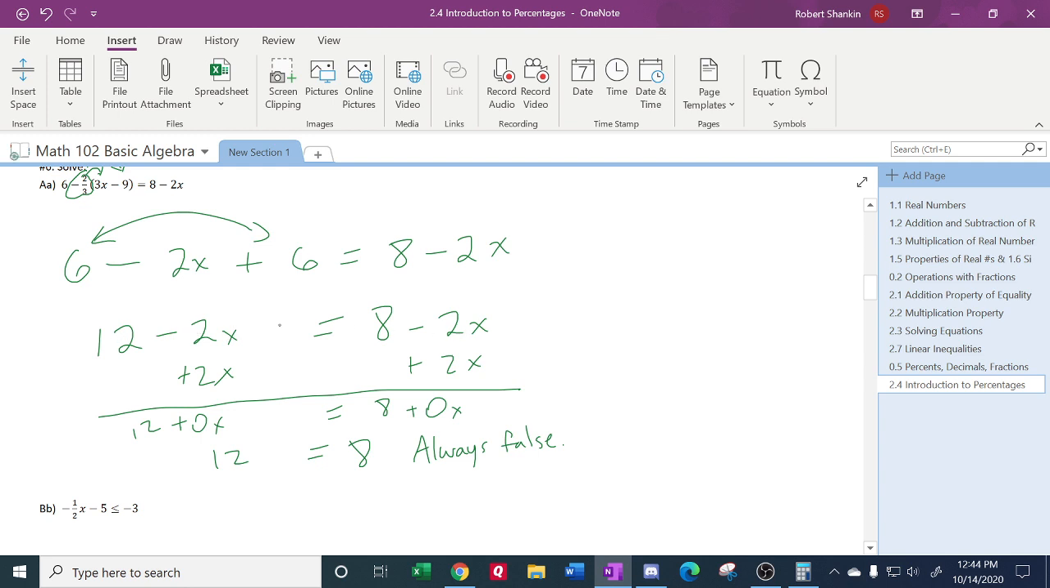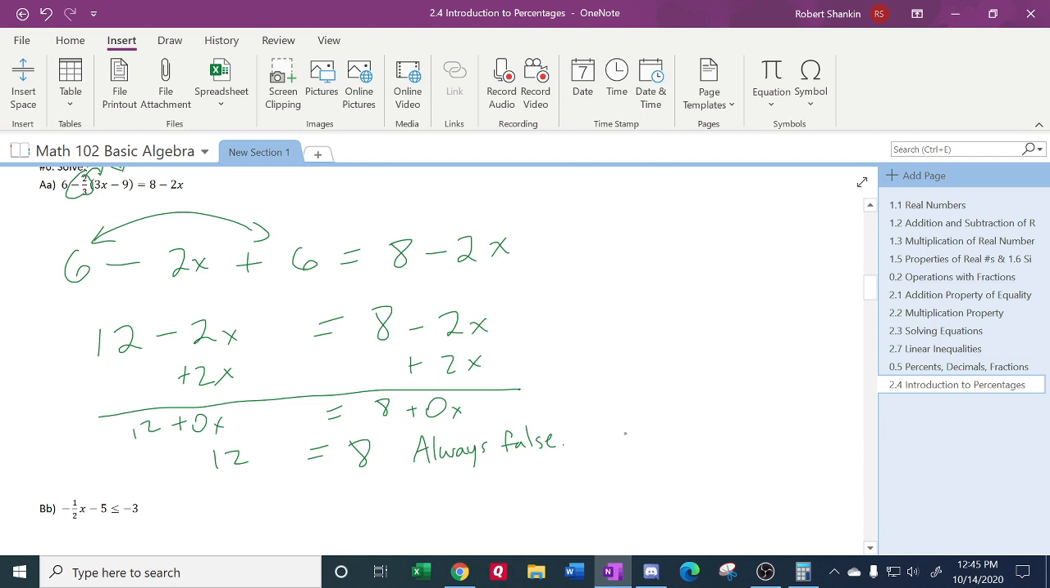I would get 12 and 8. The left-hand side is going to be 4 bigger than the right-hand side. Suppose I substitute 1 for x. I'm going to get 10 on the left and 6 on the right. The left-hand side is still going to be 4 bigger than the right-hand side. The left-hand side is always going to be 4 bigger than the right-hand side, no matter what the x is.